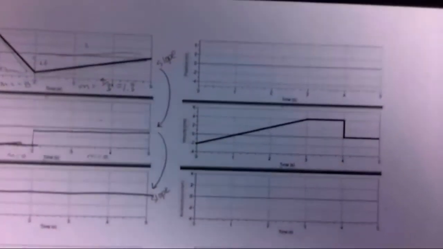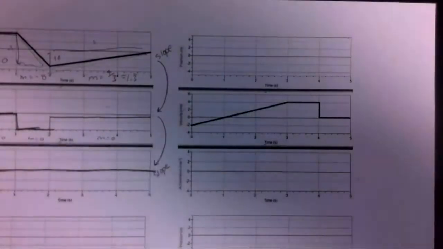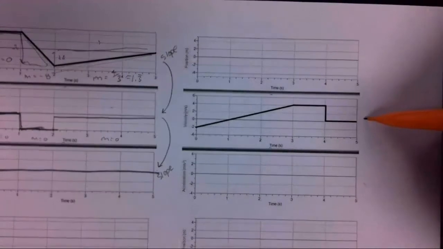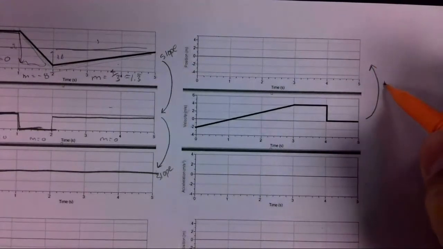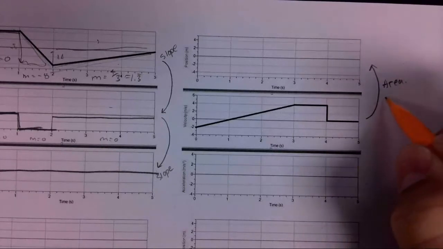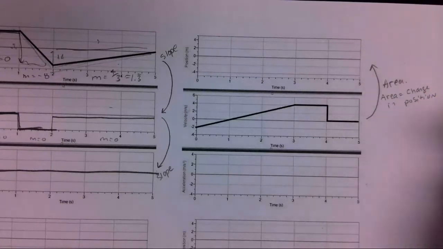My next one. Now this one, let's see if we can get this to focus a little bit better. Whenever you go from this graph to this graph, we're going to use the area. And remember that the area is how much it changes. Area equals the change in position. And that's a really big idea. I get a lot of people that are very confused with that.